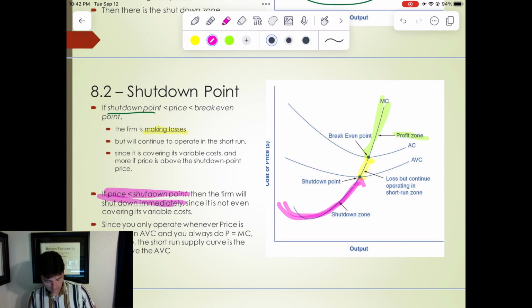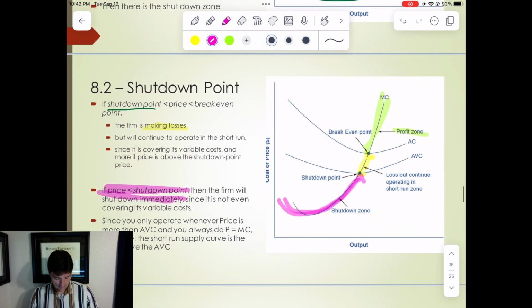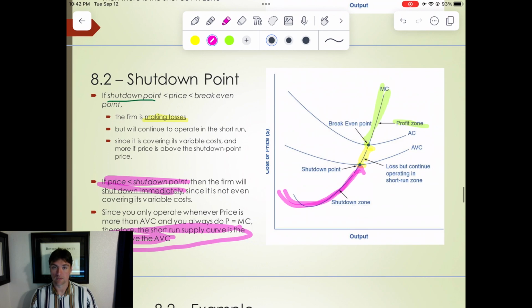The reason you shut down is because you can only operate where price is more than average variable cost. And since you always do price equals marginal cost, and you're going to supply, remember I told you right here, you're going to supply above the average variable cost. Guess what the supply curve for the firm is? The short run supply curve is the marginal cost above the AVC. So that's what's going on there.